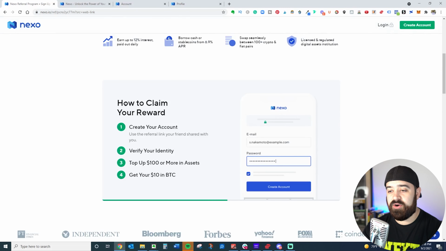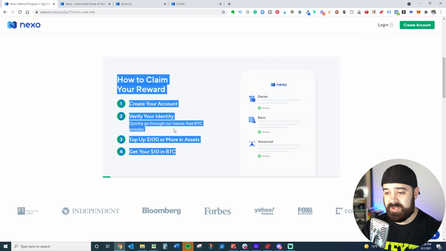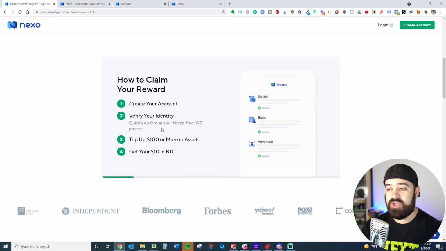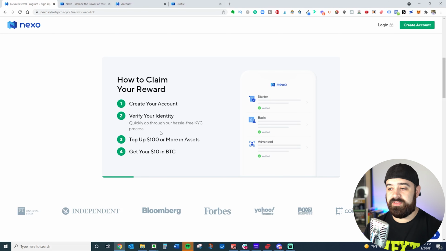But if you see down here, here are the things that you're actually going to need to do to claim that reward. So the first one, click create an account. Pretty basic stuff. The second one is verify your identity. This is just to make sure that you are who you say you are. And in a minute, maybe you're concerned about that. You don't want to give them your identity, all of that.